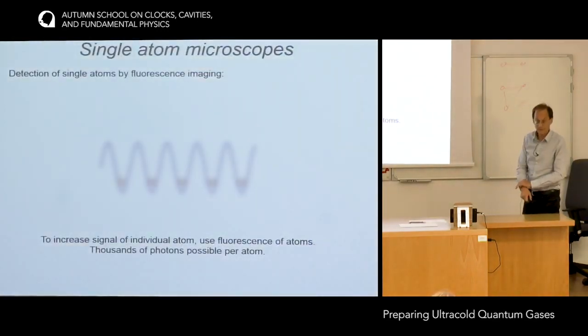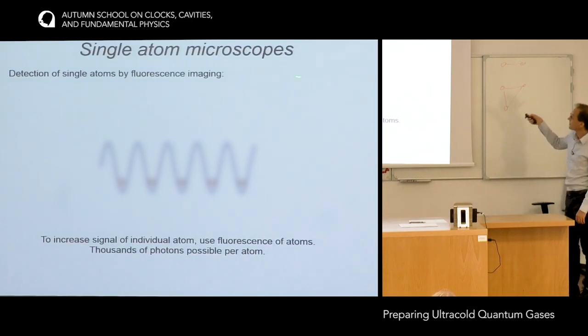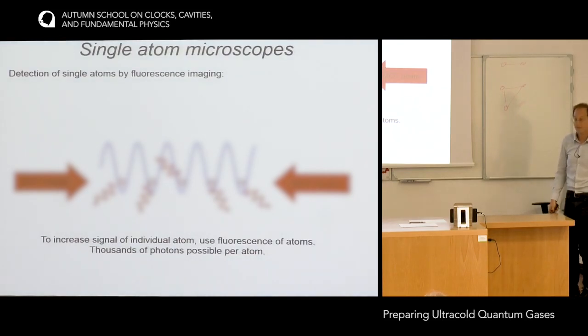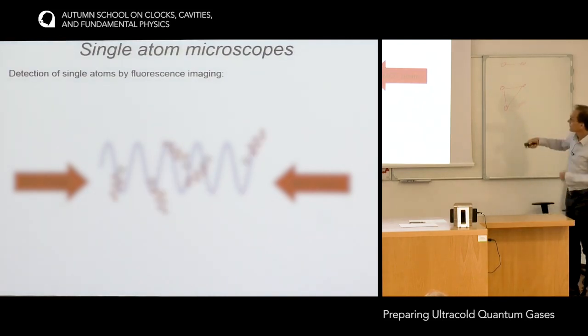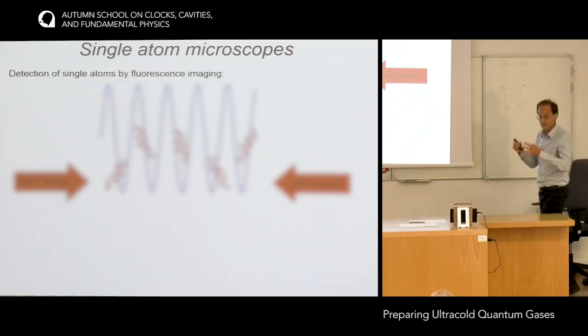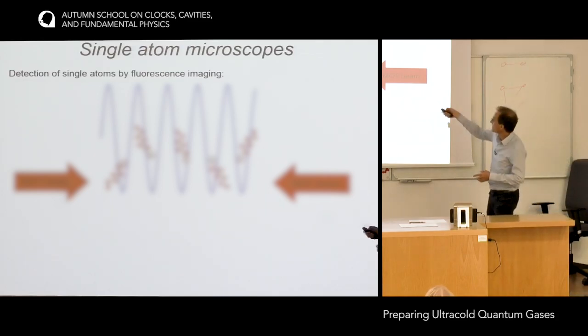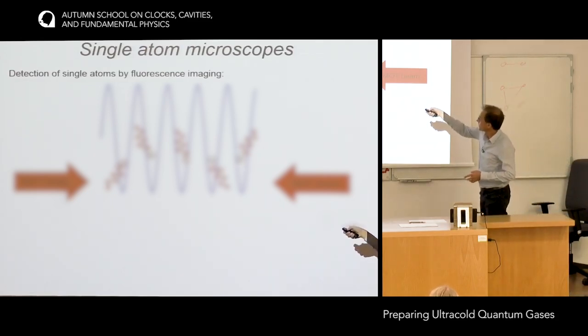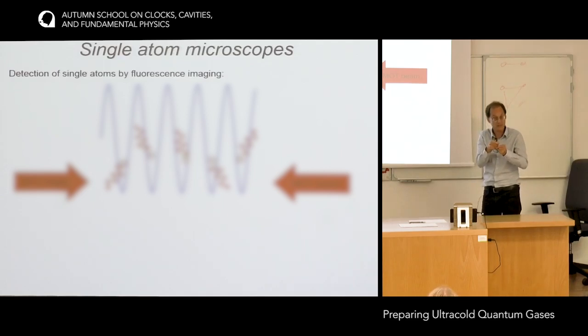And there's another beautiful way of seeing this physics with single atom microscopes. So imagine I have these atoms here in the lattice. Now I just shine my molasses laser beams on them, and these atoms will fluoresce, and I can collect this fluorescence. And if I have a microscope which is good enough to resolve these lattice sites, I can see bright spots wherever I do have an atom in a lattice site.